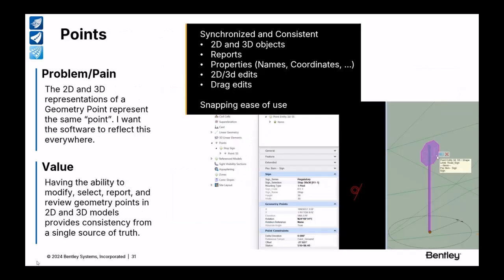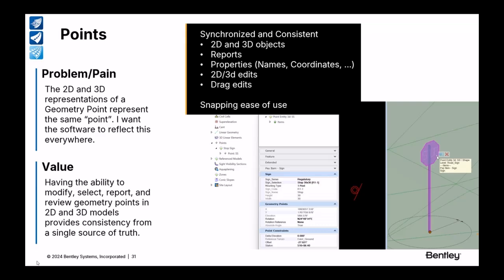We've done a lot of work in the area of points. One of the challenges, or frustrations, that you would have run into is that points weren't always synchronized between their 2D and their 3D representation. There were situations where you could get them out of sync. You could get different properties on them.